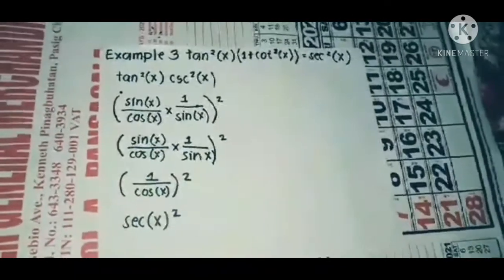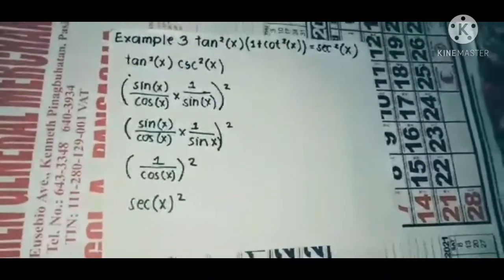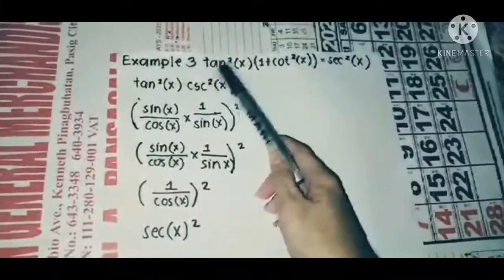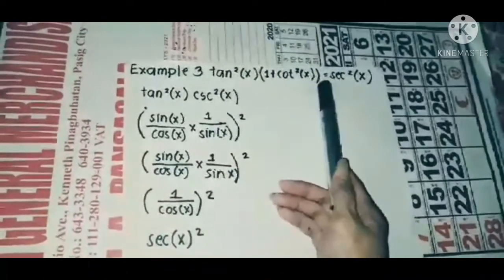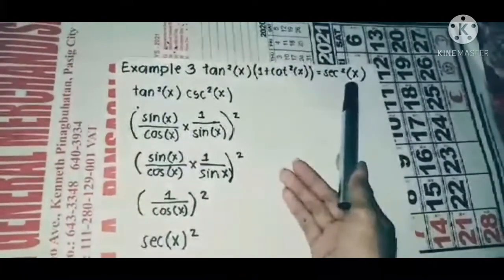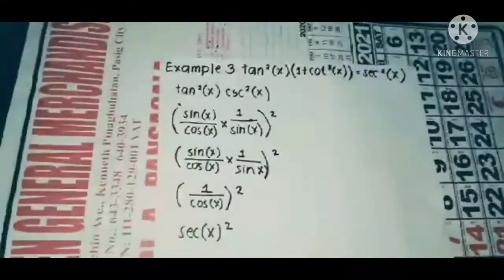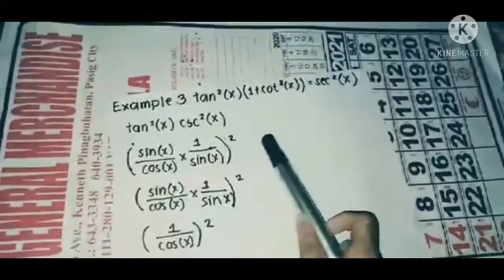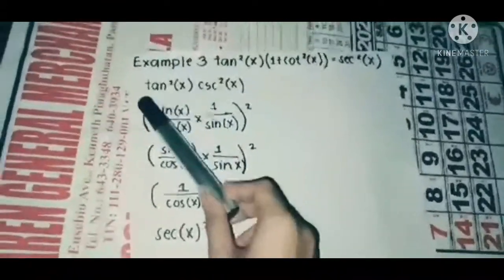Next in line is another trigonometric expression that we also need to simplify. So we have example number 3: tangent squared x times 1 plus cotangent squared x is equal to secant squared x. The first thing that I do is use the Pythagorean identity, so it transforms to this expression.